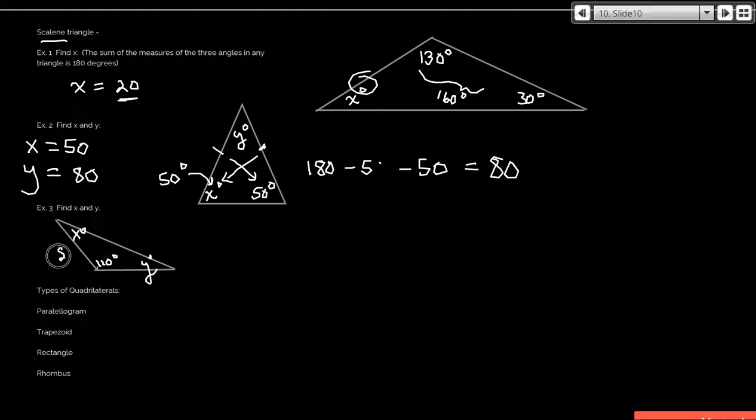Here they give us the sides, 8 and 8. So when we look at that, we say, oh, both sides are the same. It has to be an isosceles triangle. So I'm going to put in these little marks to show that it's the same. Now, we know that x and y have to be the same.